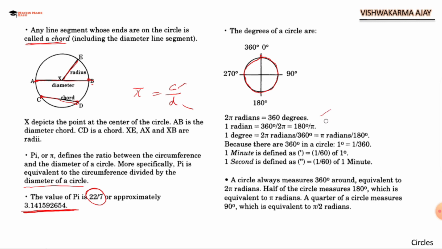Here are some basic conversions that you can look at. A circle always measures 360 degree, equivalent to 2 pi. Half of the circle measures 180 degree, which is equivalent to pi radian. A quarter of circle is measured in 90 degree or pi by 2.